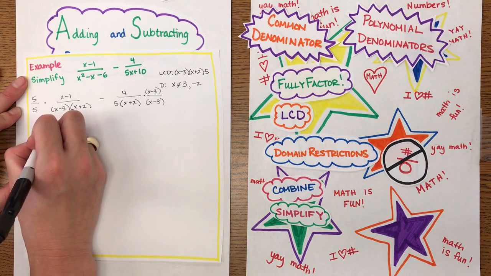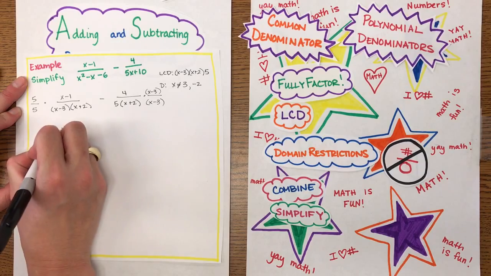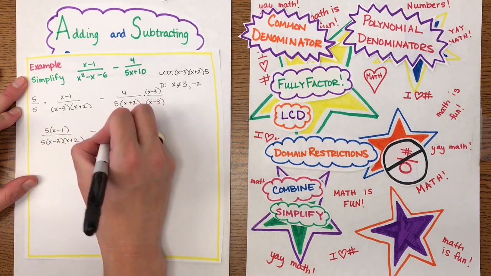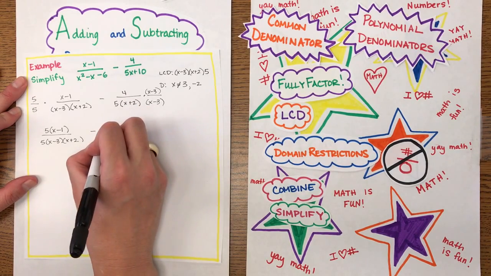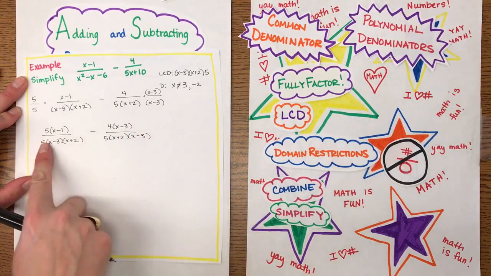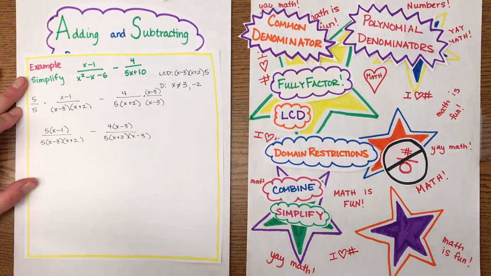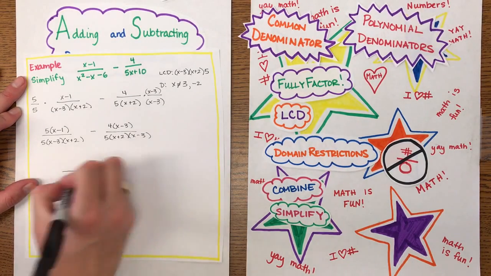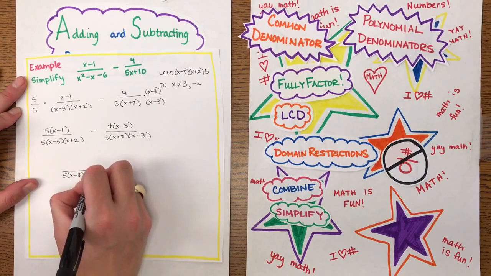That gives me 5 times x minus 1 in the numerator here over 5 times x minus 3 times x plus 2, minus 4 times x minus 3 in the numerator over 5 times x plus 2 times x minus 3. The denominators, the factors aren't written in the same order, but they're exactly the same denominator. So I can now combine over 5 times x minus 3 times x plus 2.